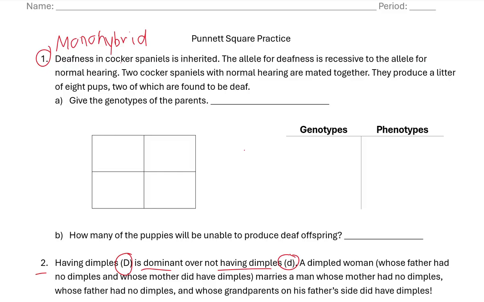So we're going to have to pick our own letter, and I'm going to use the letter F. Capital letter F is going to represent my dominant allele, which in this case is normal hearing. And lowercase f is going to represent our recessive allele, which is deafness.